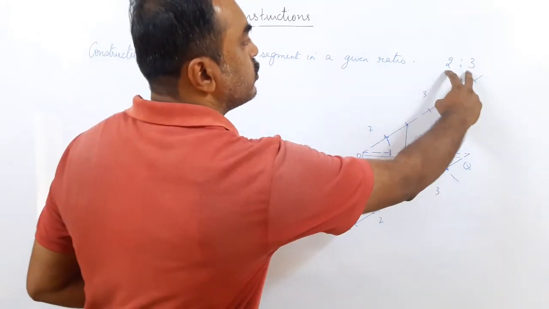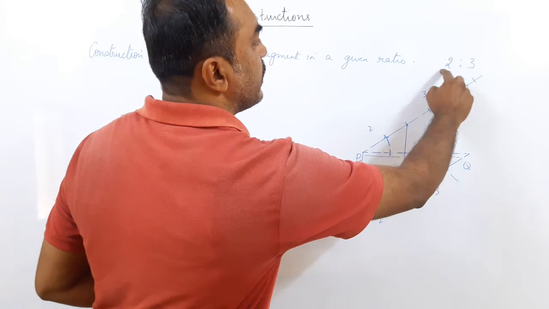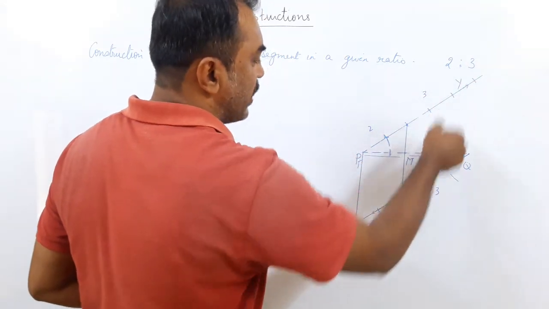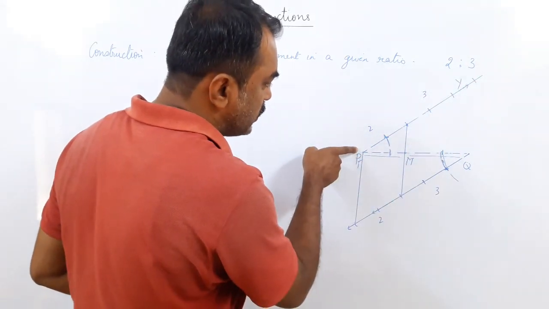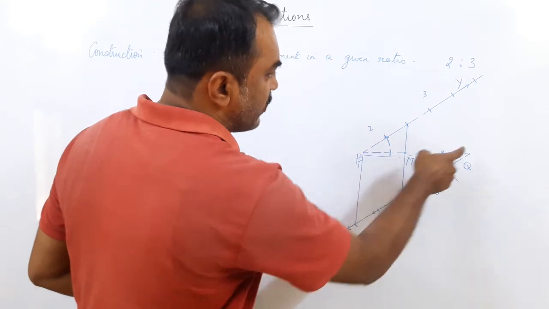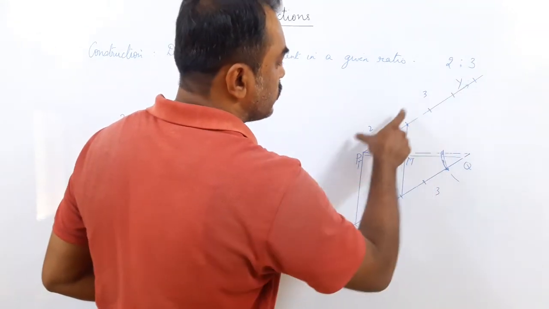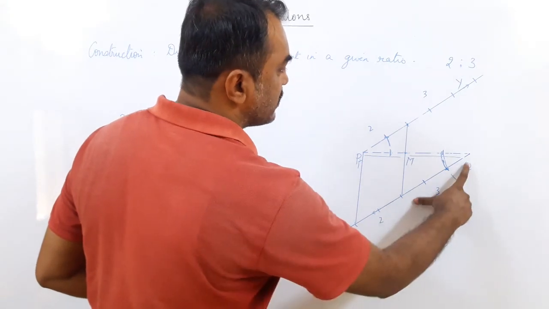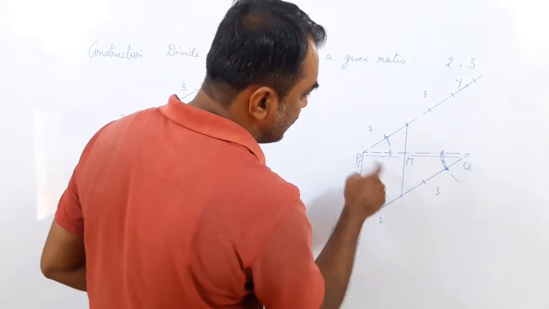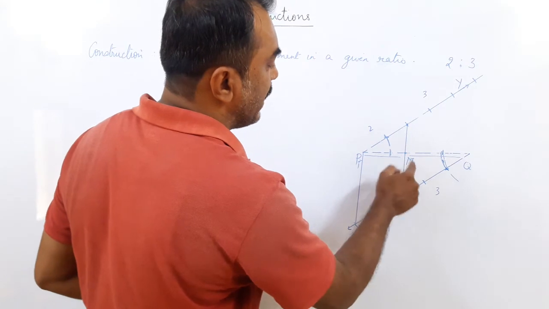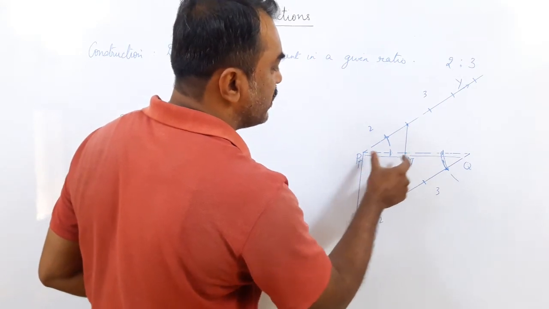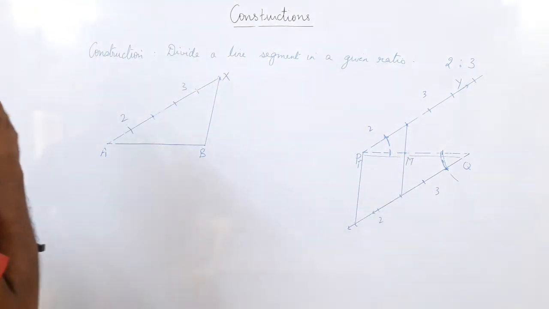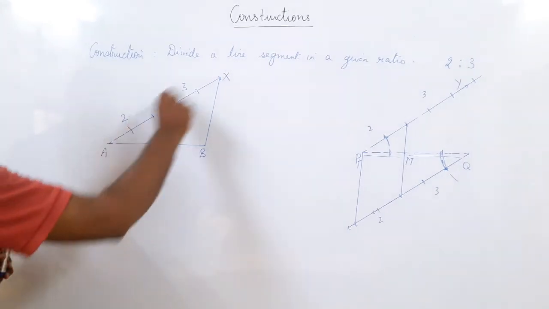Why 5 cuts? 2:3. So this is 2 parts, 3 parts. Total 5 parts. So I put 5 cuts here. Now this point corresponds to this point, while Q corresponds to this point. So 2 parts here and 3 parts here, 2:3. So also 2 parts here and 3 parts here. So when I join this point with this, I get a point M in between, which divides PQ in the ratio 2:3.